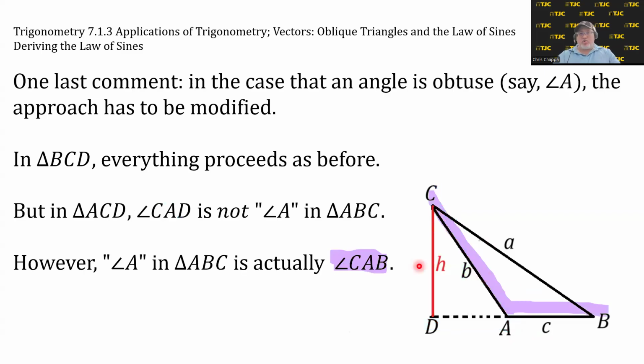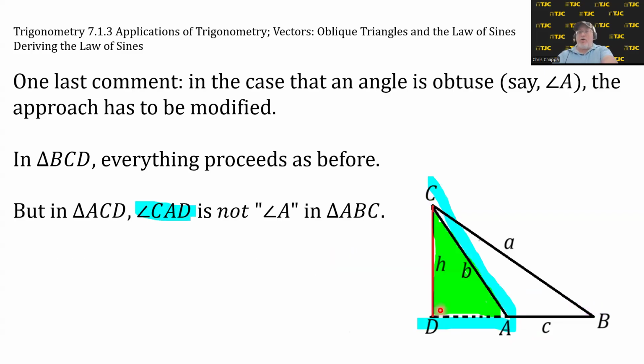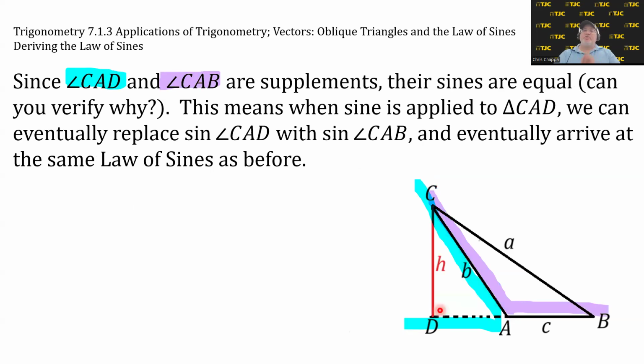So when we set up the trig, the purple one is the angle A inside the triangle, and the blue one is the supplement of it on the exterior of the triangle. So we have to use the green triangle because it has the right angle. We have this blue angle and we have this purple angle. We want the purple angle, but we have the blue angle inside of the right triangle. Now, those are supplements, which means their sines are equal. Can you verify that? This means that when sine is applied to angle CAD, we can eventually replace sine of CAD with sine of CAB and eventually arrive at the same law of sines as before.